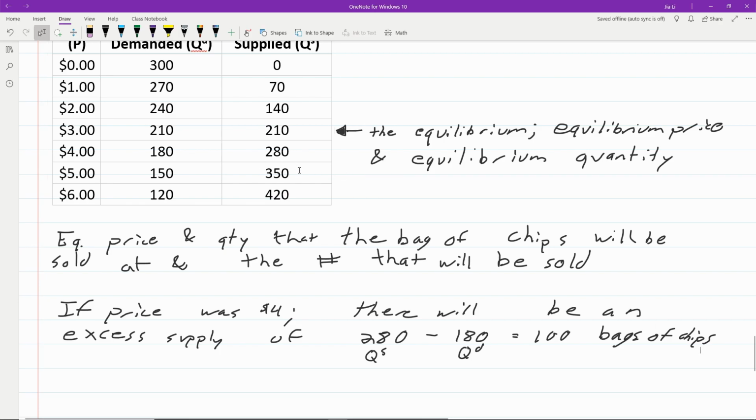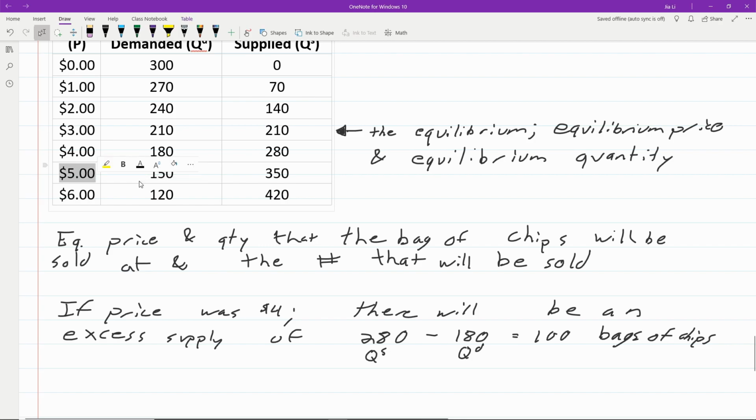Such that there's some money left on the table since they spent all the extra money on bags of chips that they didn't manage to sell. So the store's not going to be very happy about that. And this is going to be true, as we can see, if the price was also $5, right?